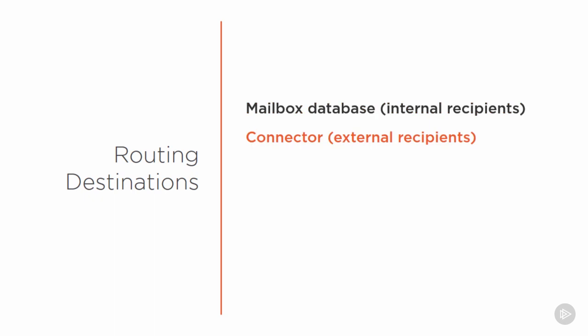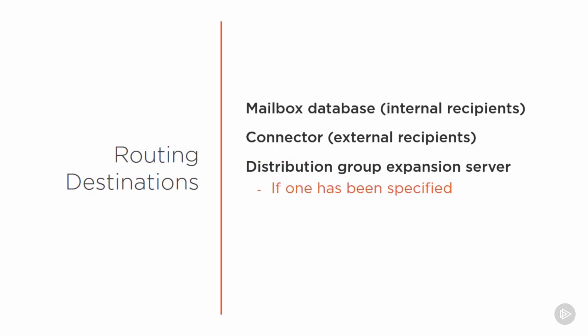Routing destinations are the final destination that Exchange has determined for a message based on the recipient information. Routing destinations can be one of the following. They can be a mailbox database, and obviously that is for internal recipients. A routing destination can be a connector when the recipient has been determined to be outside of the organization. So that will be a connector that provides a route to the external domain or mail system for that external recipient. A distribution group expansion server can also be a routing destination if one has been specified for that group.